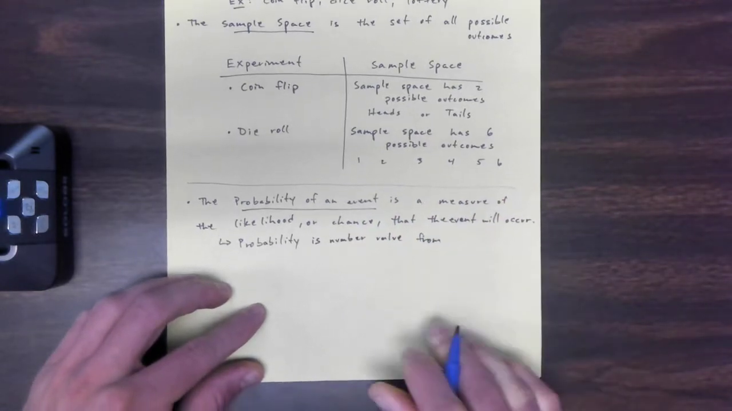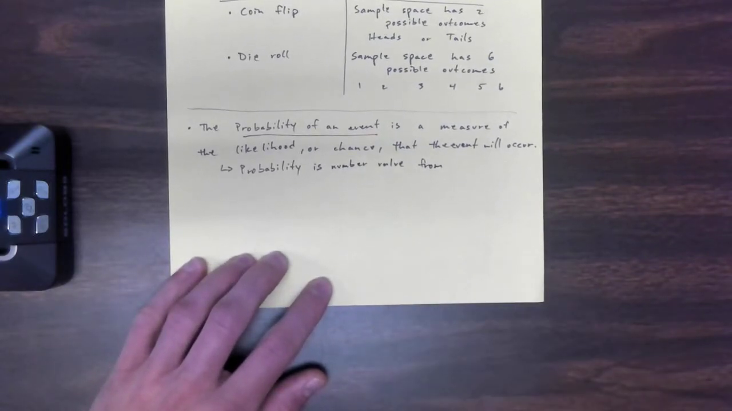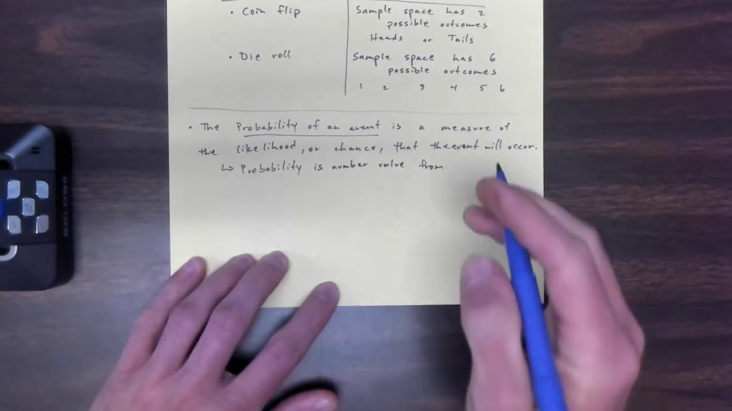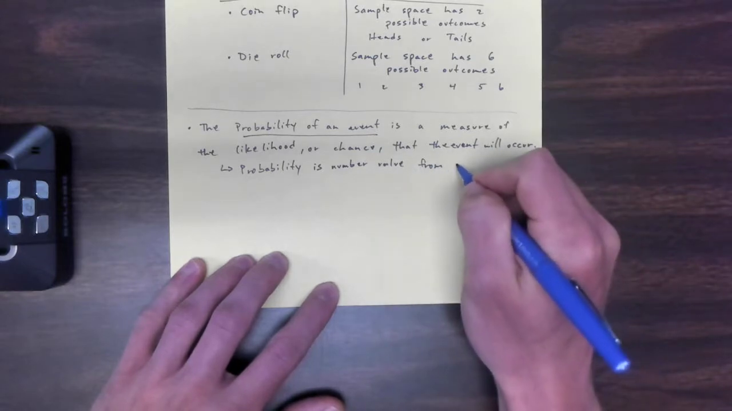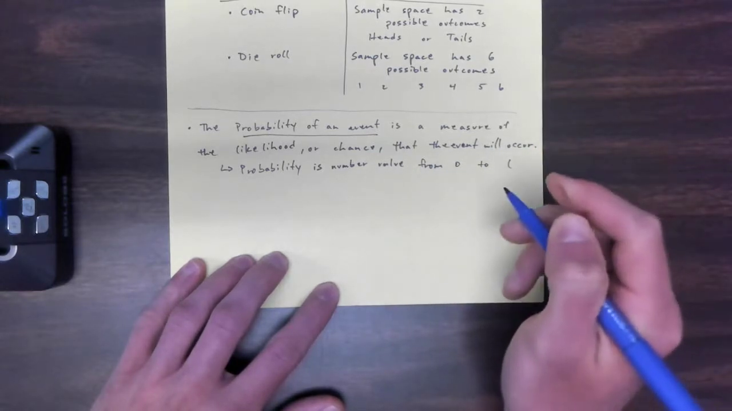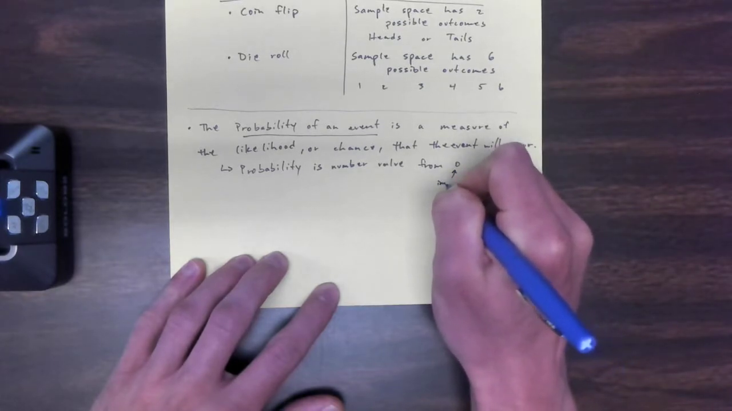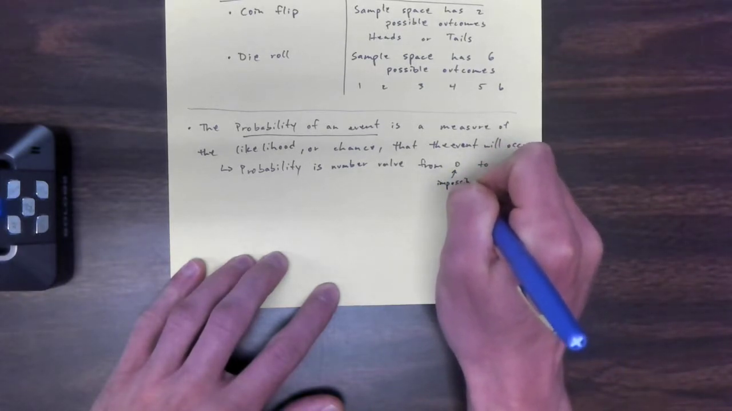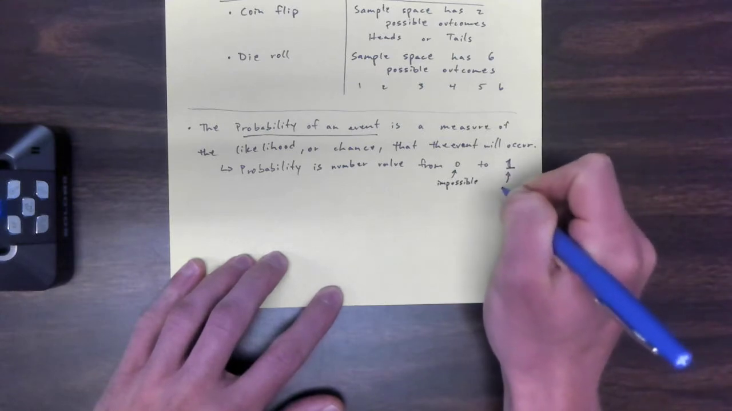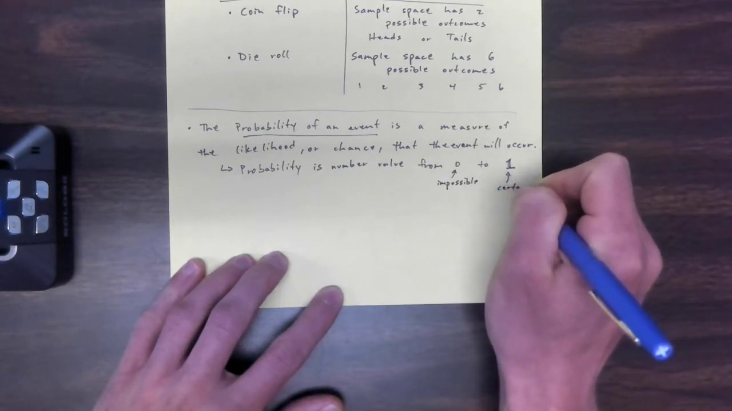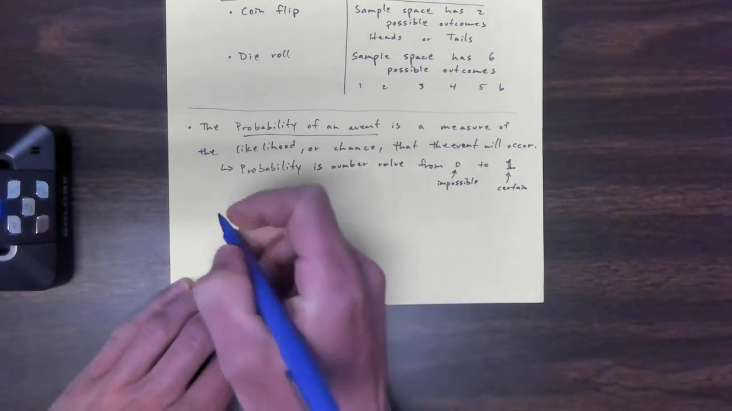from 0 to 1, where if our probability was 0, that would be impossible. This thing is never going to happen. If it was 1, it'd be certain. It will definitely happen. So let's think about this more.